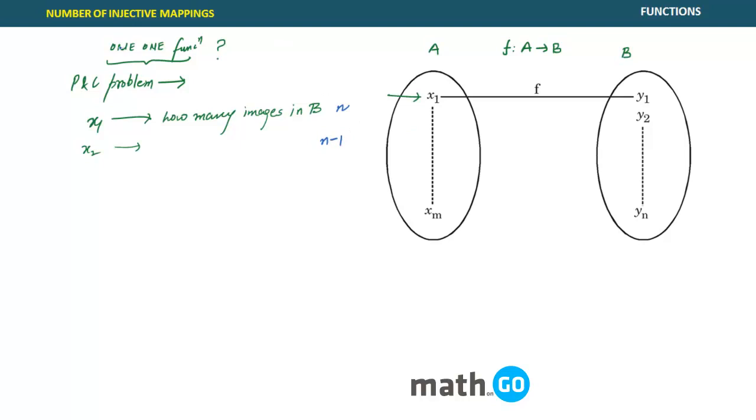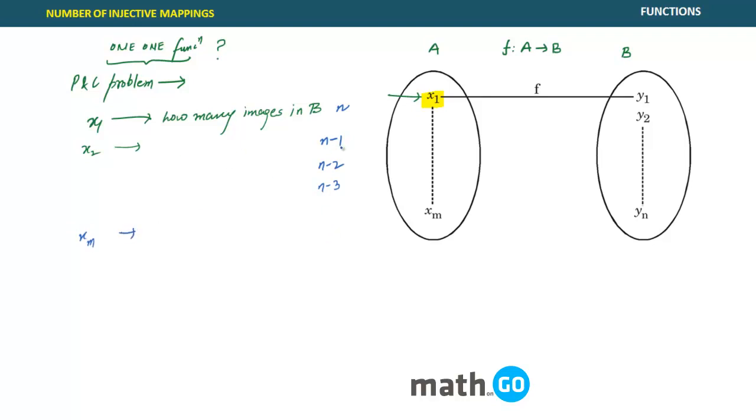Why? Because if this is a 1 1 function, y1 cannot have any other pre-image except x1, because y1 is already tied up to x1. Now y1 cannot be tied to any other element in set A. Then only it will become 1 1. So x2 will have n minus 1, x3 will have n minus 2. So you see a definite pattern going on. What will be the number of options for xm then?